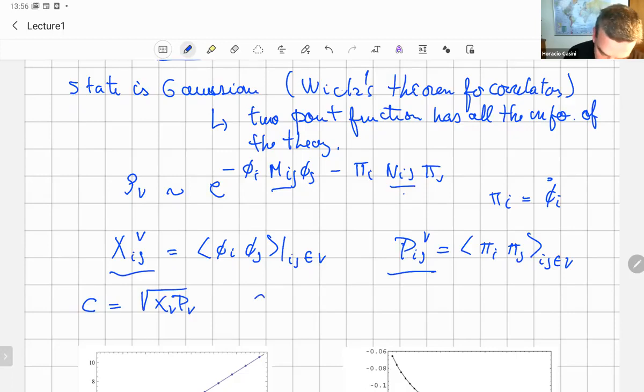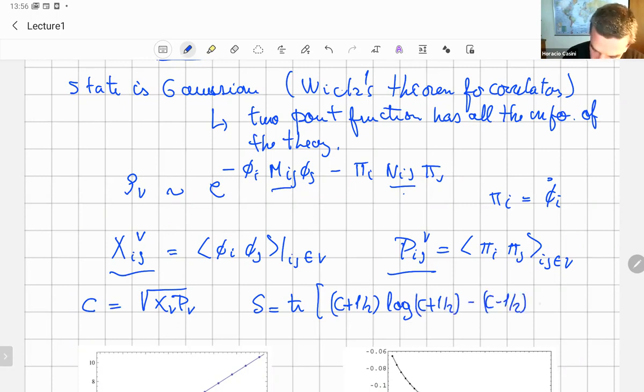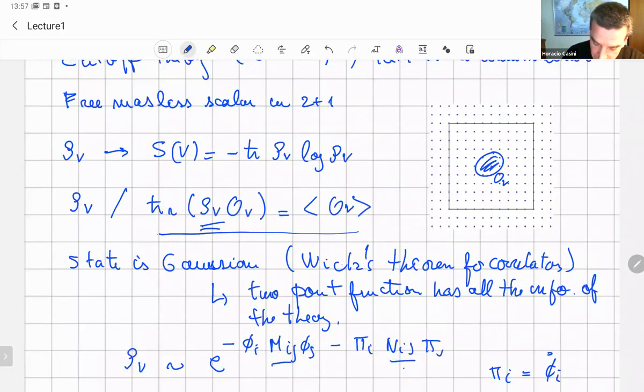The entropy is just the trace, there is always logarithms in the entropy. So then if you have the correlators, you can compute analytically the correlators for the scalar field in the lattice, in the full lattice, and then you reduce your correlators just in the region you are interested in.